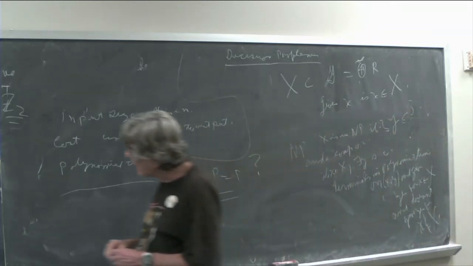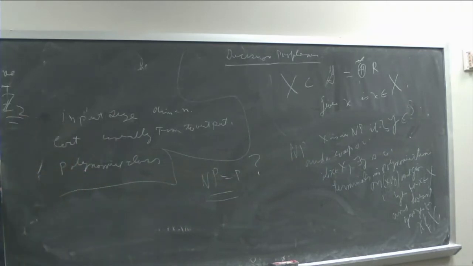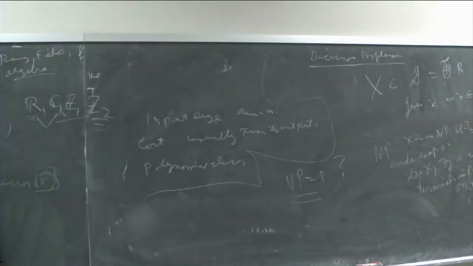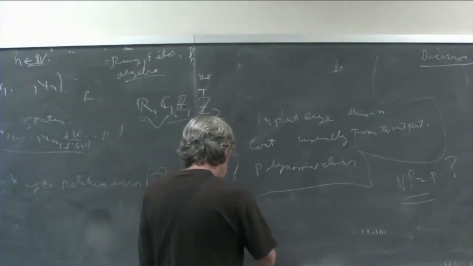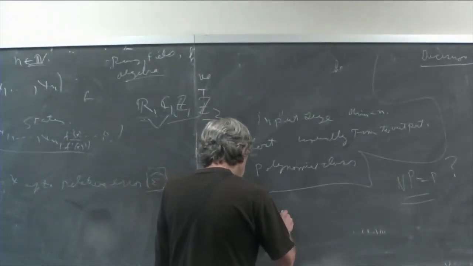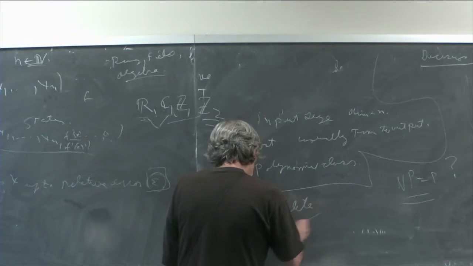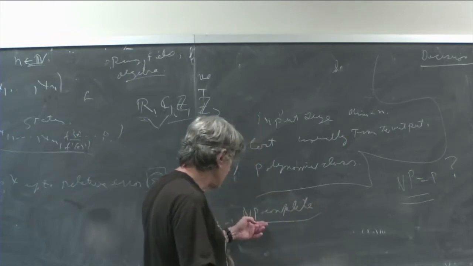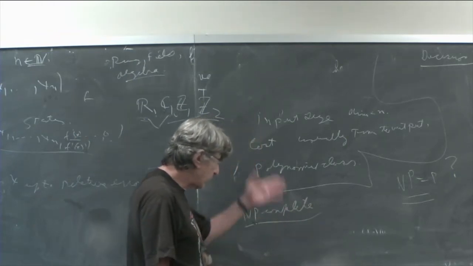And either for R with inequalities, or C with equality, or Z2 with equality, these three cases are open, and how do you sort of analyze them? Well, you try to make what's called an NP-complete problem. An NP-complete problem is a problem that is in NP, and it's in P only if they're all in P.